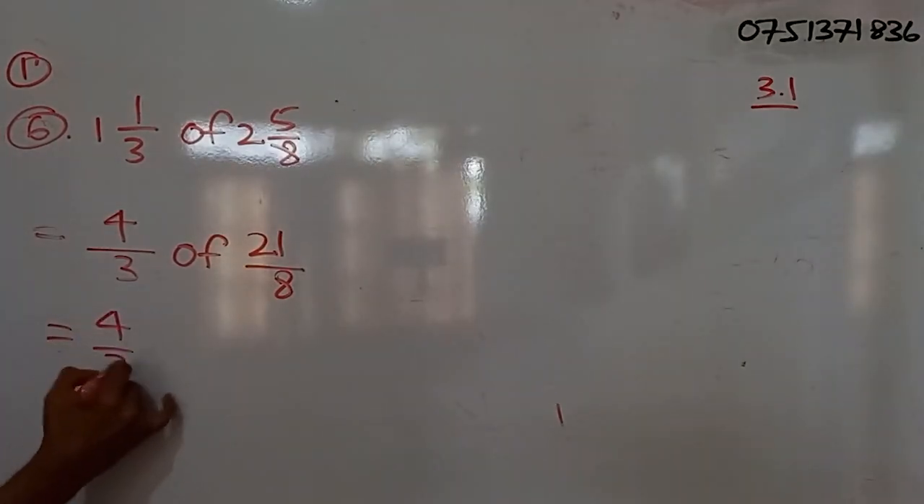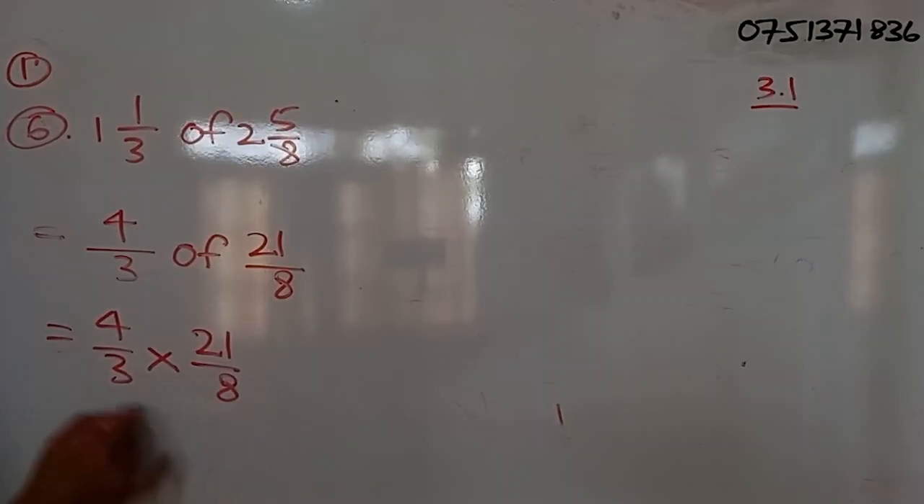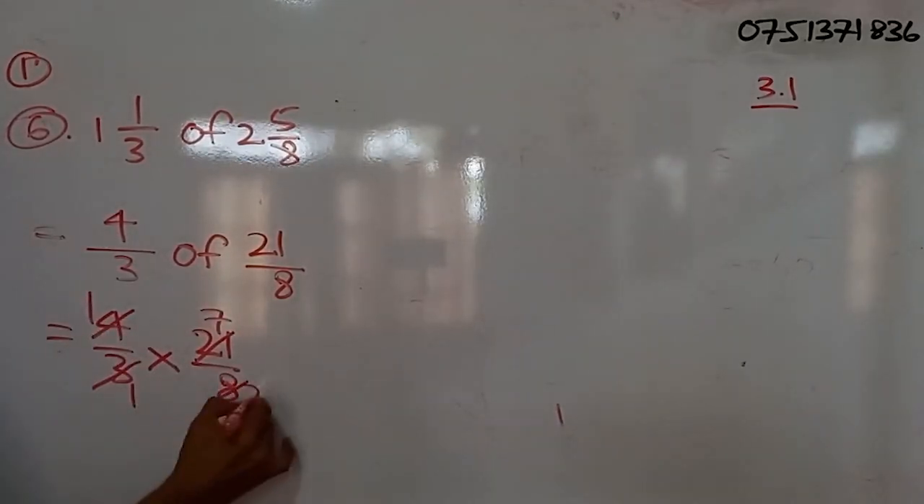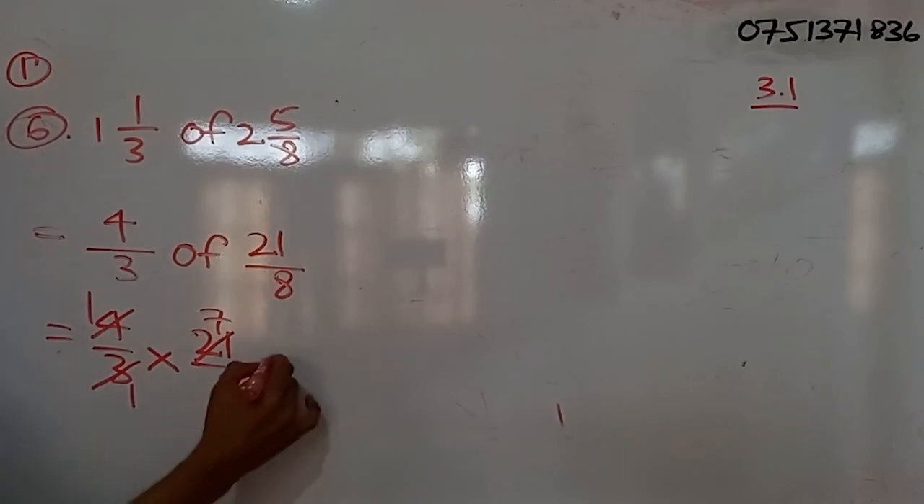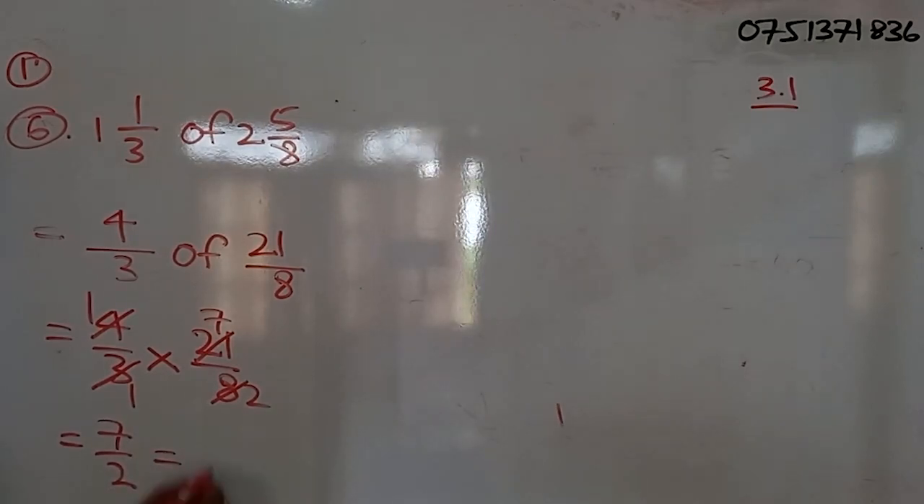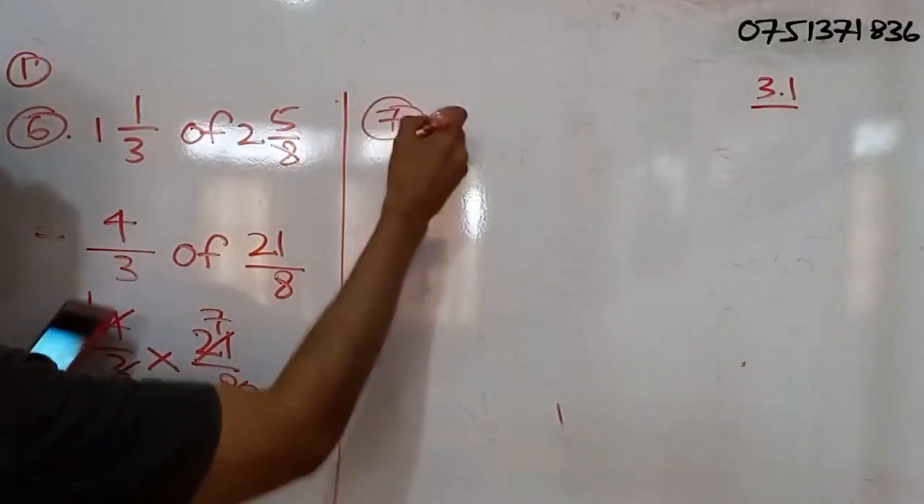Now 4 by 3 multiplied by 21 by 8. 3 times 1, 3 times 7. 4 times 1 and 4 times 2. So I get the answer as 7 by 2, and I have to convert this into what? Mixed numbers. So this will be what? 3 and a half, or 3 and 1 by 2. Right. Question number 7.